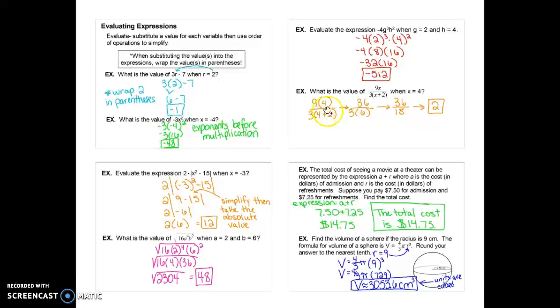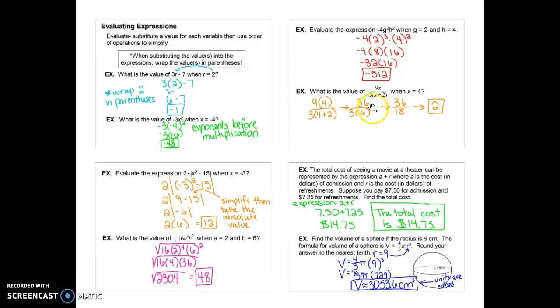Now I'm going to use order of operations. So I'm just going to take care of the numerator first. 9 times 4 is a 36, so that's your new numerator. In your denominator, parentheses have to come first, so 4 plus 2 is 6. Again, I just carry this 3 over.